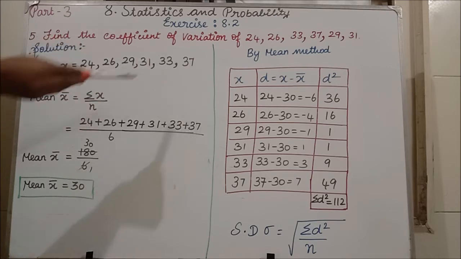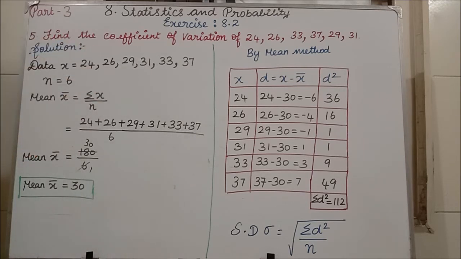If we add all the numerator, we are getting 180 divided by 6. So 6 and 180, if you are cancelling, we are getting 30. So mean x bar equal to 30. Okay, we have found the mean value.